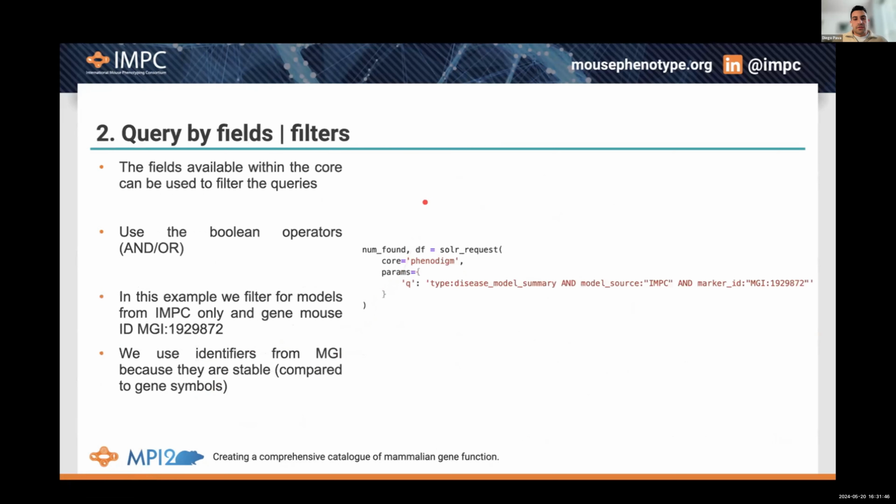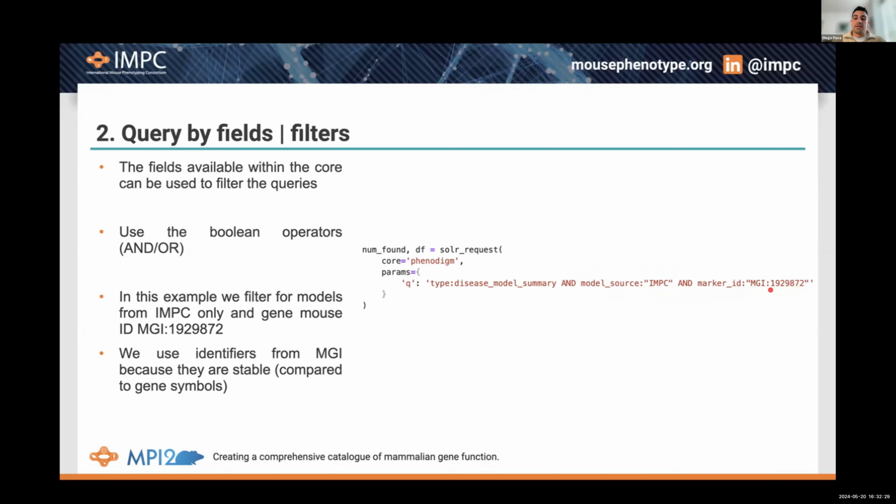Now, with those filters in mind, we can start to build some queries, but we can also build on the previous exercises that Marina showed. So in this first example that I've given you here, we are using the Boolean operators that Marina showed us, where we can join different conditions together to try and fetch a plethora of results. So in this case, I am interested in querying the phenodyme core. I am interested in the disease model summary type, and I want to get all of the models or all the information for which there was only models of the IMPC. So I pass model source to IMPC, and I'm interested in a specific mouse gene, this MGI 1929872.